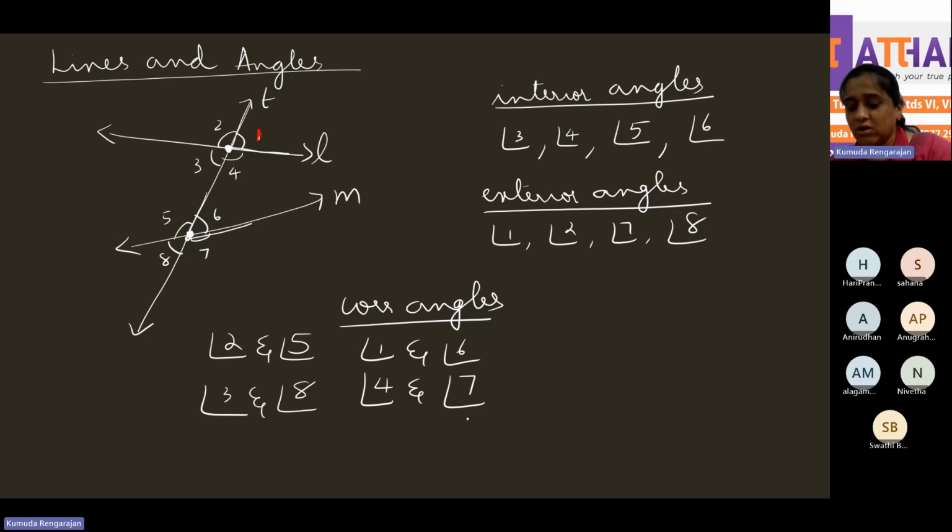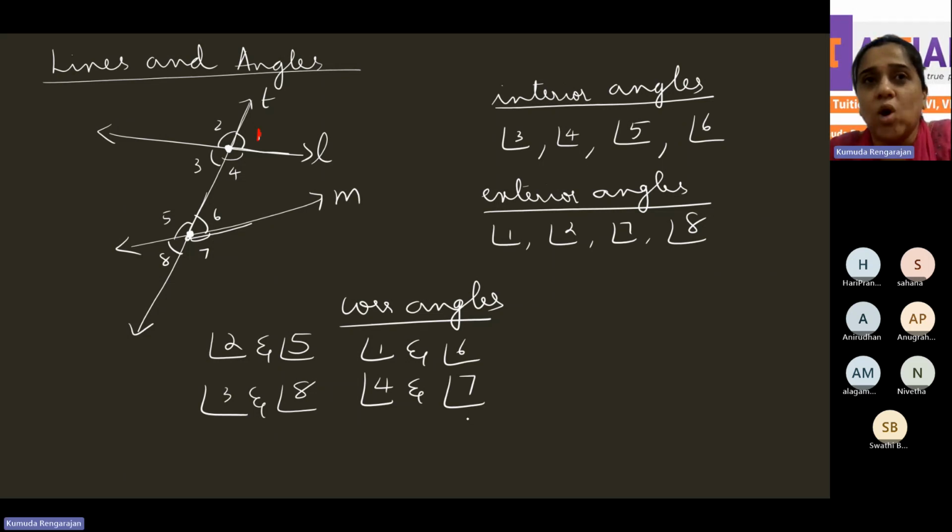Now, alternate angles lie on either side of the transversal. They will not lie on the same side. One angle will be on, say, the left side, the other will be on the right side. Both are interior or both are exterior angles. We have alternate interior angles where both the angles are interior angles, and alternate exterior angles where both the angles are exterior angles.